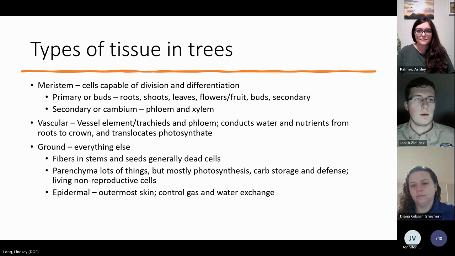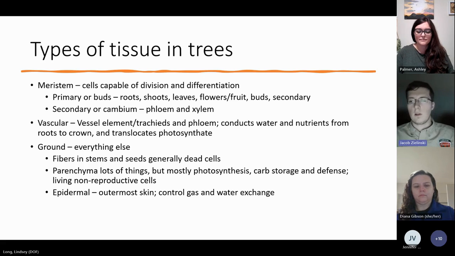All right, let's see. So types of tissue in a tree. We've got meristems, which are capable of cell division, which we were just talking about. Primary buds and roots, shoots, leaves, all of those things that are growing out of those primary meristems, and the secondary ones being that phloem and xylem.